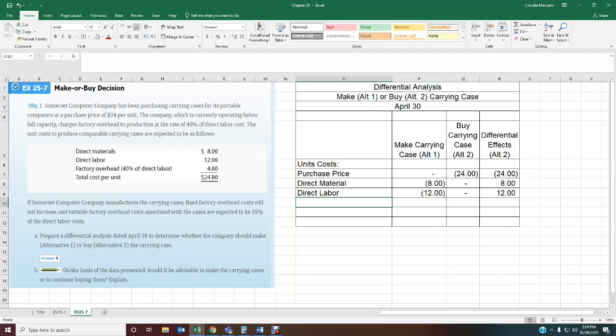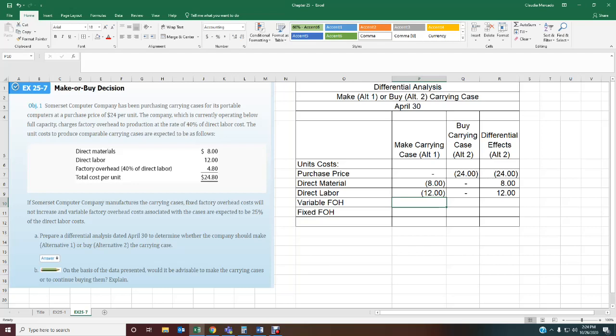Now we have two different types of overhead. We have variable overhead and fixed overhead. Okay, so we have variable and then we have fixed factory overhead. Now the problem tells you that your total overhead is $4.80. We need to split that $4.80 into fixed and variable. So let's see what it says.